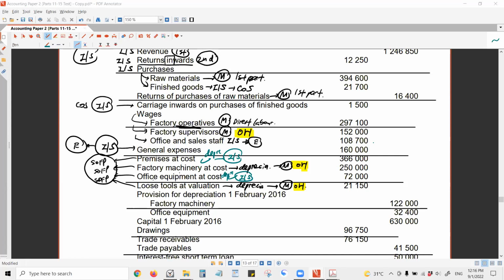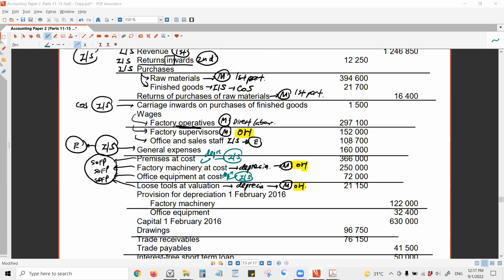Sales staff are people who help sell the stuff and earn commission. Do you think that the person selling the product would stand next to the machine and sell? No, not really. Okay, it's outside the factory. Office and sales staff outside the factory. Okay, if you see the questions that you have done in chapter 13, you have seen this item multiple times. Okay, office and sales staff is outside the factory.